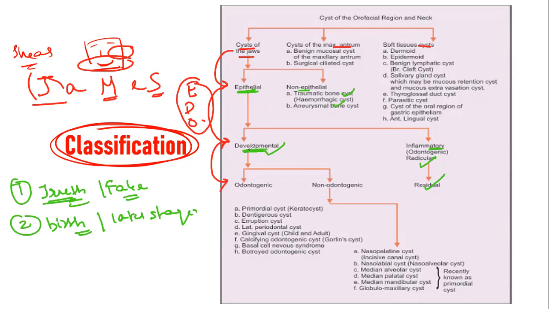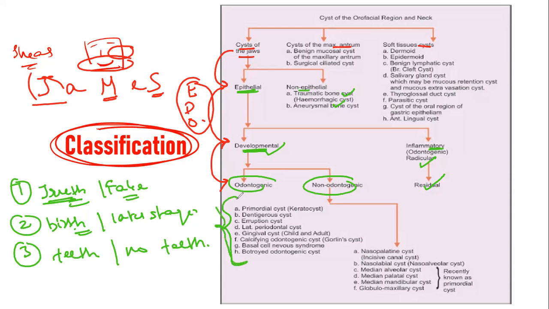Now, developmental cyst can either be odontogenic or non-odontogenic. So he could be saying the truth from birth with or without his teeth, right? So the odontogenic cysts arise from the cells that are involved in odontogenesis. Odontogenesis is the development of teeth. So the cysts that are in the cells involved in odontogenesis give rise to the odontogenic cyst. The examples of which are primordial cyst, dentigerous cyst, eruption cyst, calcifying odontogenic cyst, lateral periodontal cyst, etc.